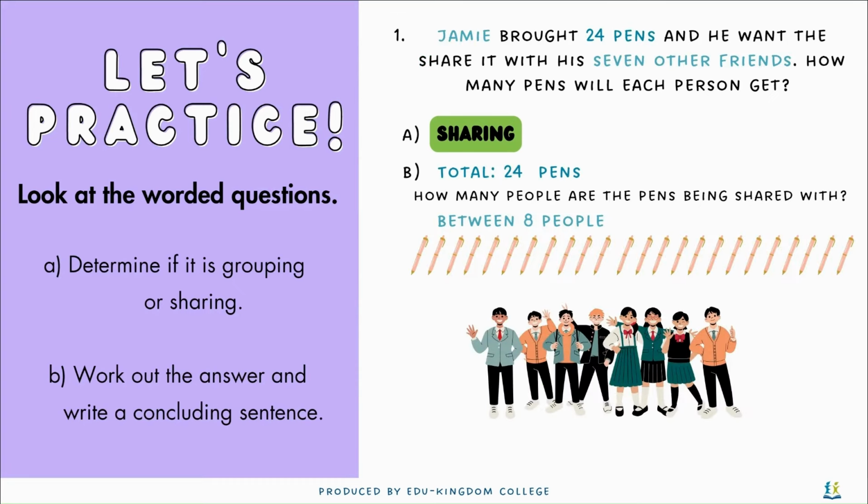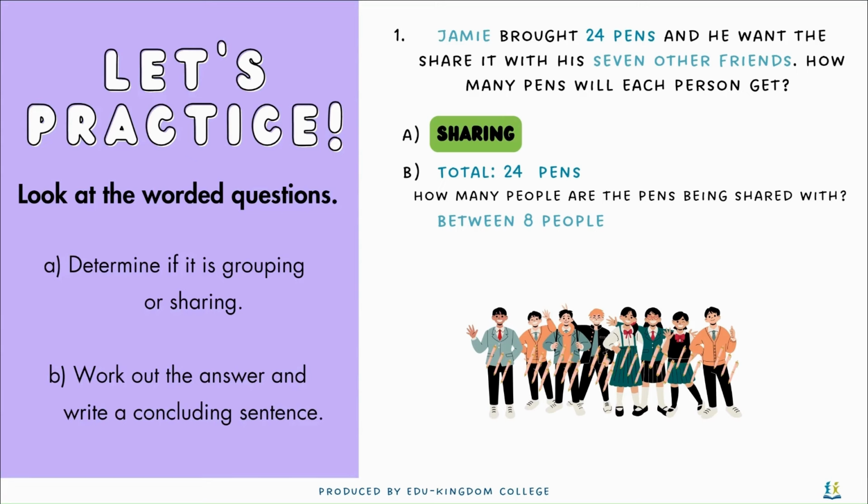For B, in total there are 24 pens, and how many people are the pens being shared with? It will be 8 because it's going to be Jamie plus 7 other friends. Each person gets a pen one by one. We can see that 24 divided by 8 is going to give us 3. Hence, the concluding sentence will be, each person gets 3 pens.